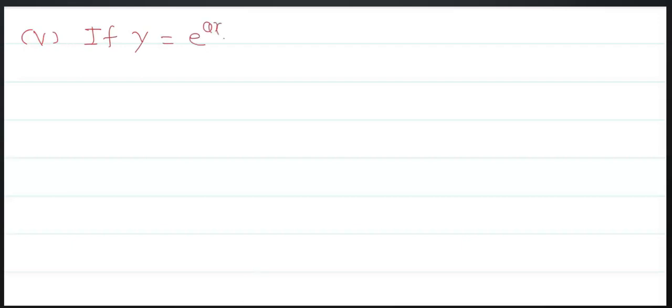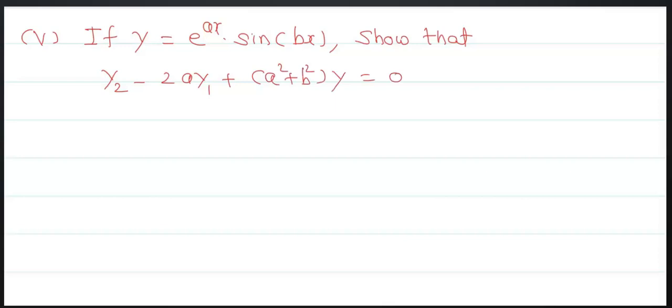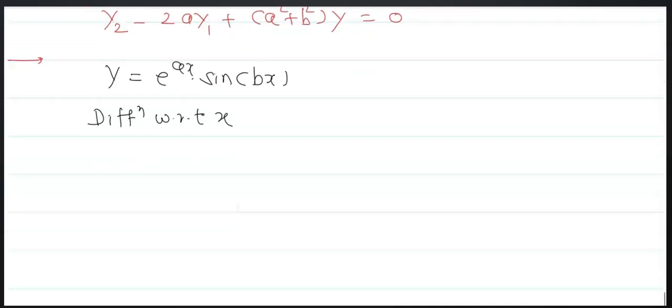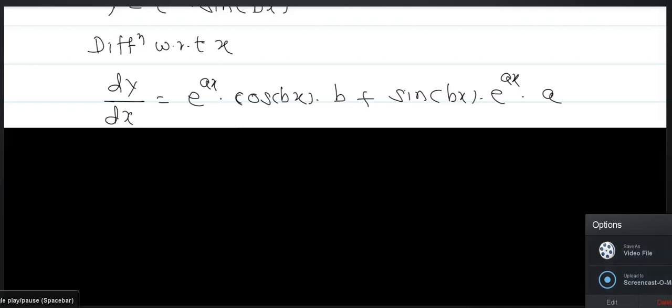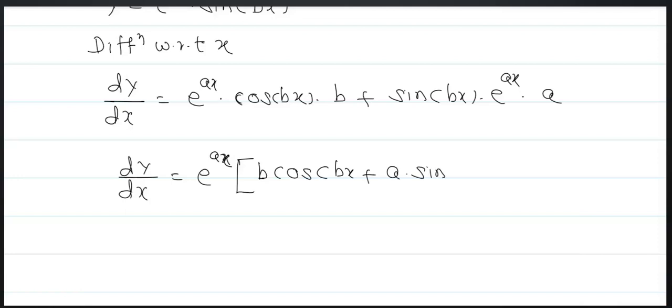If y is equal to e raised to ax into sine of bx, then show that y2 minus 2a y1 plus in bracket a square plus b square into y is equal to 0. y is equal to e raised to ax sine of bx. Now differentiate this with respect to x. Now if we differentiate, then dy by dx is equal to e raised to ax cos of bx into derivative of bx, which is b, plus sine of bx into derivative of e raised to ax, which is e raised to ax into derivative of ax, which is a. Now take e raised to ax as common, then in bracket you will get b cos of bx plus a sine of bx.